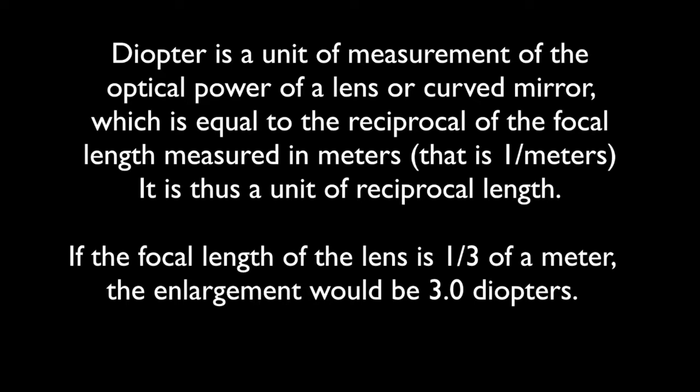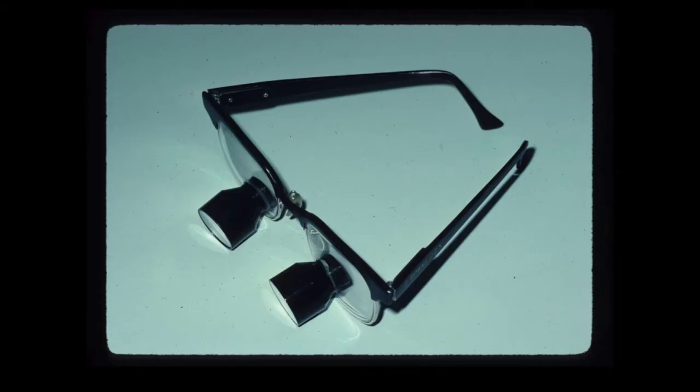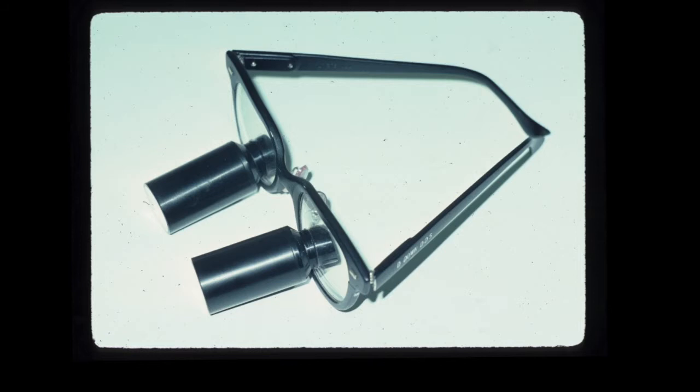A diopter is the reciprocal of the focal length measured in meters. So if the lens had a focal length of 1/3 of a meter, the enlargement would be 3 diopters. I used the Designs for Vision magnification equipment, and these are the 3X regular field binoculars. These are the 4.5X wide angle binoculars.